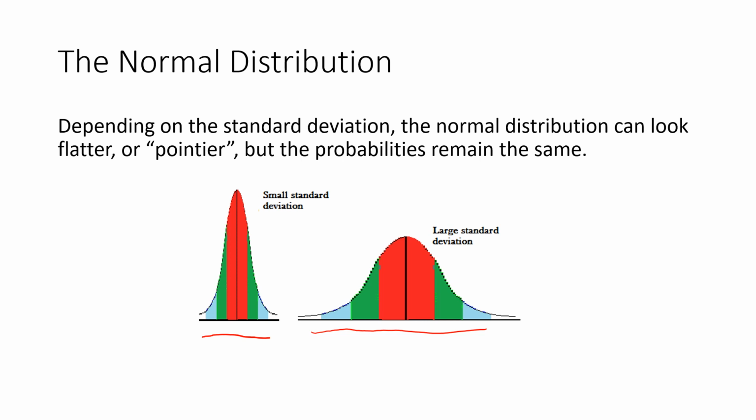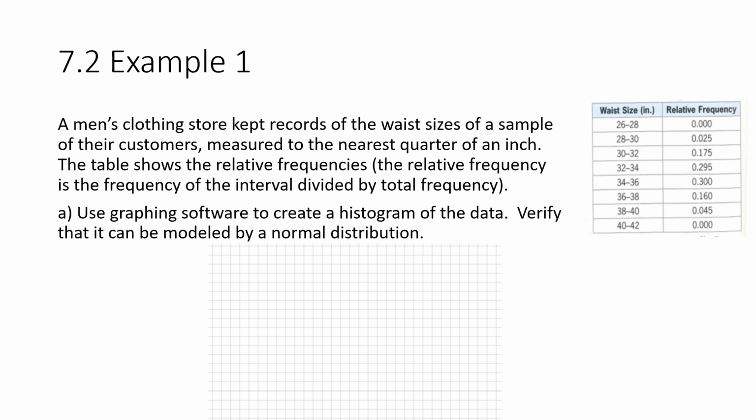So, for example, if this was one standard deviation above the mean here, and same goes for here, this area right here is equal to this area right here. So the probabilities are the same for the same number of standard deviations from the mean. All right, let's look at an example of things that might be modeled by a normal distribution first. Then we're going to look at how to calculate probabilities for things that can be modeled by a normal distribution.